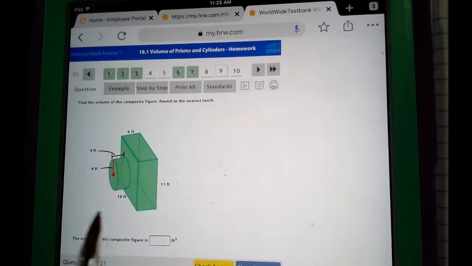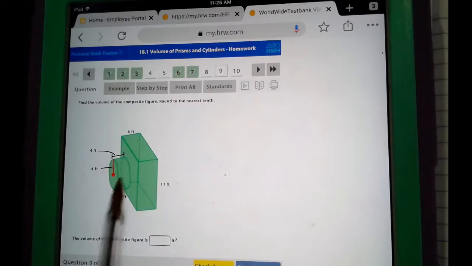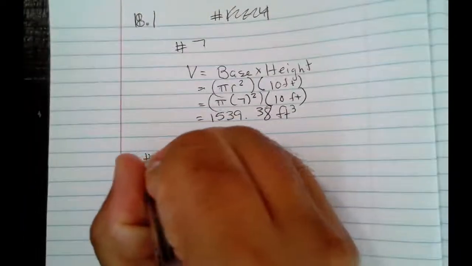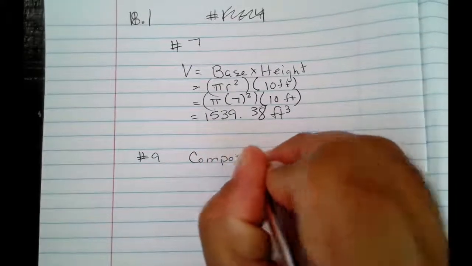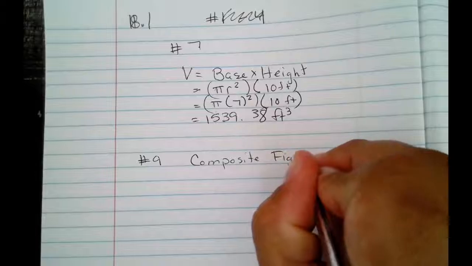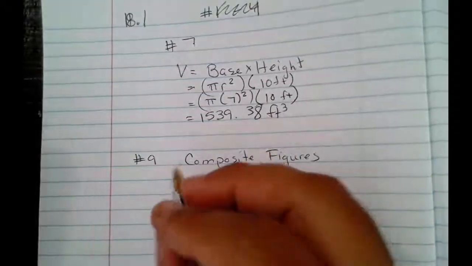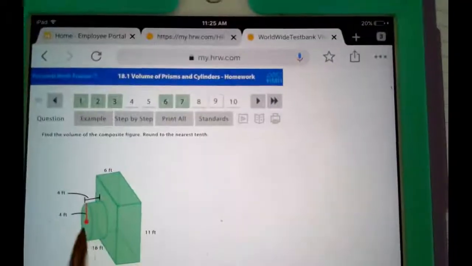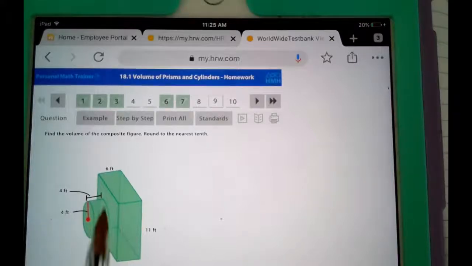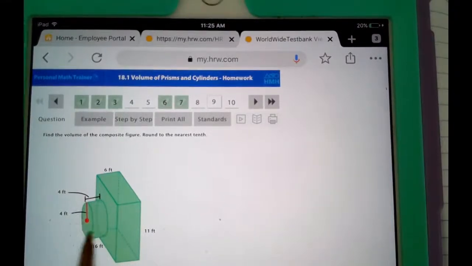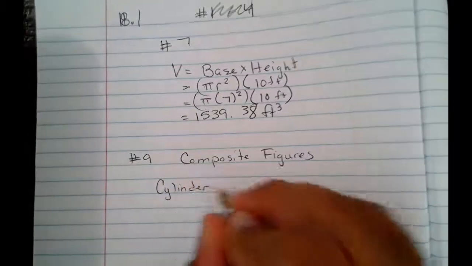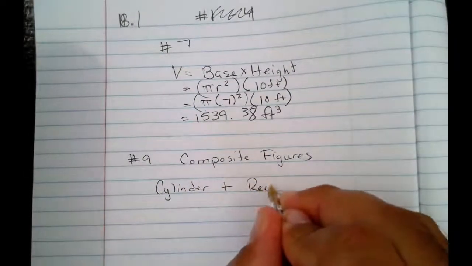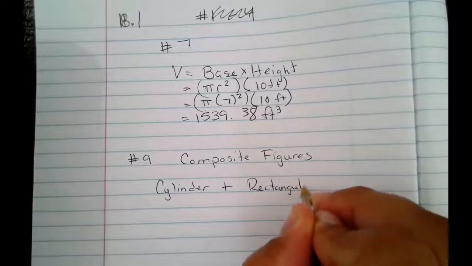So if we look at the cylinder, this is number 9. For number 9, again, we're dealing with composite figures. We have two parts of the composite figure. Again, like I said, we have a cylinder and we have a rectangular prism. So we have to find the volume of the cylinder plus the rectangular prism.